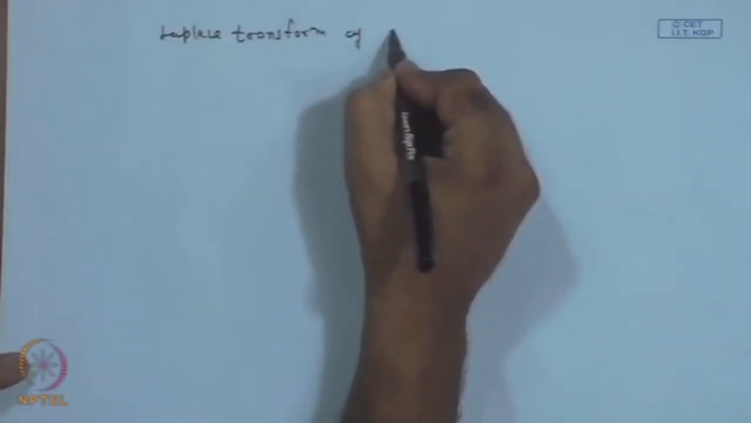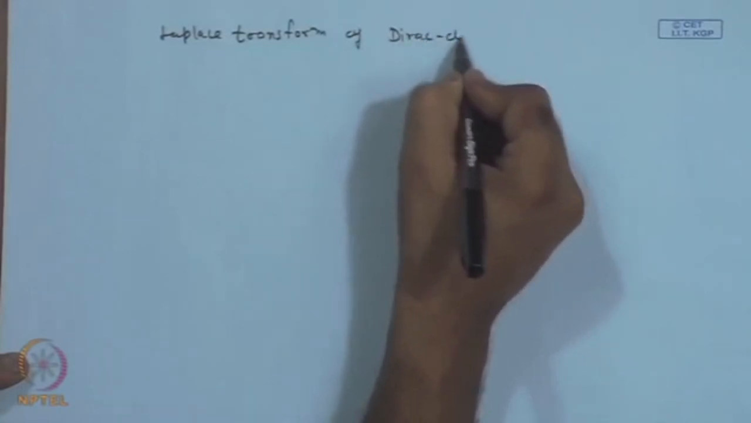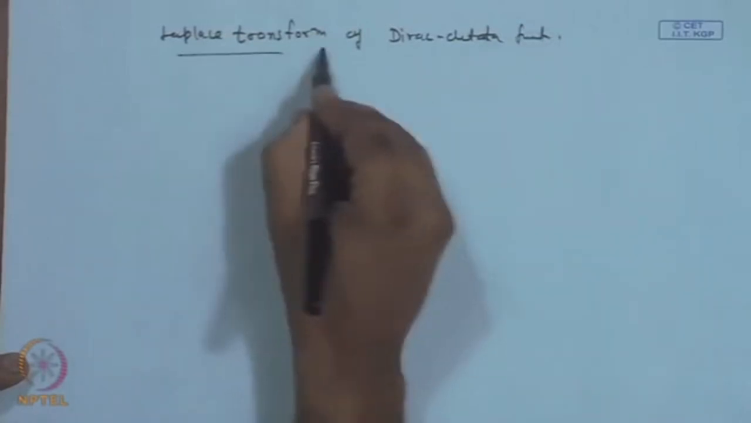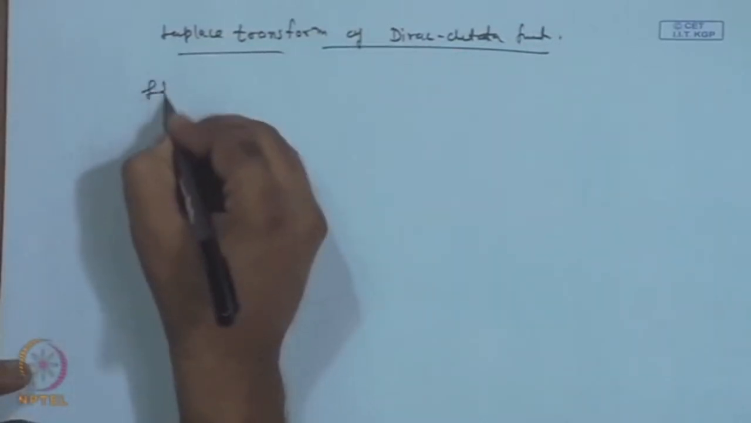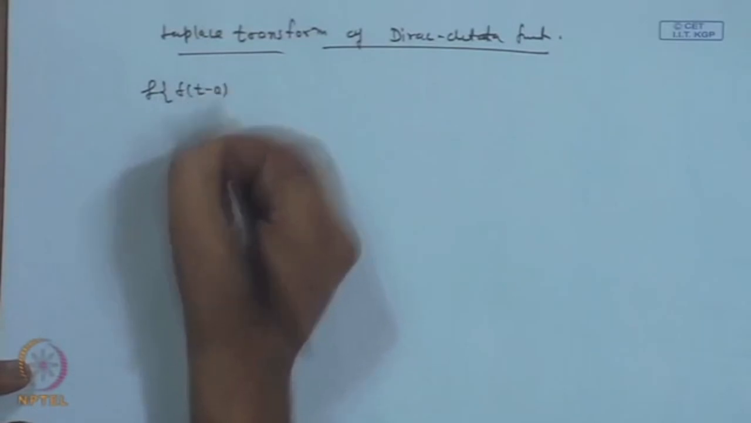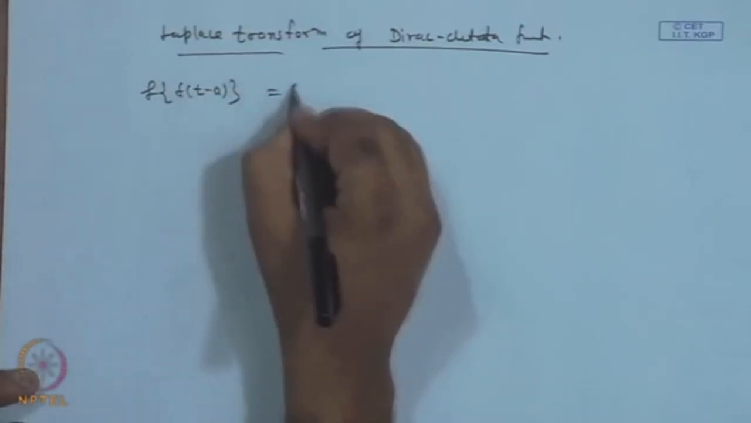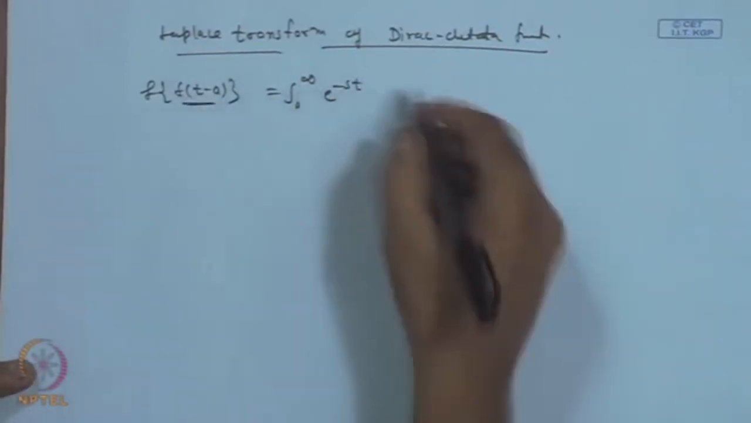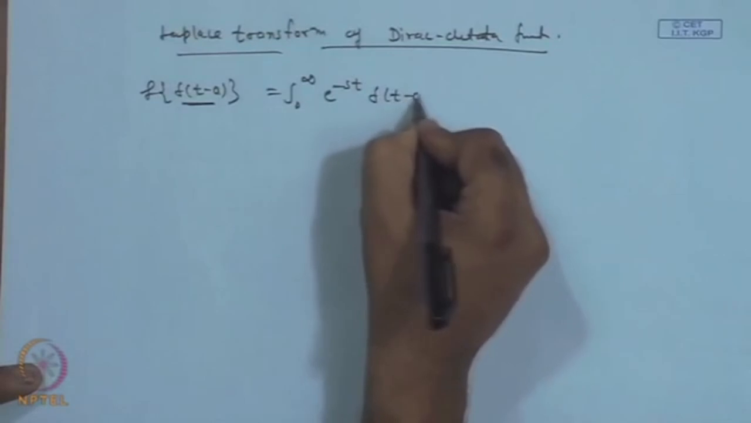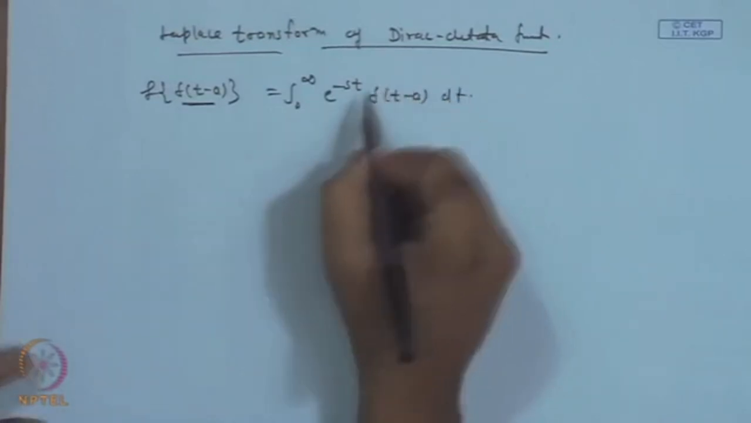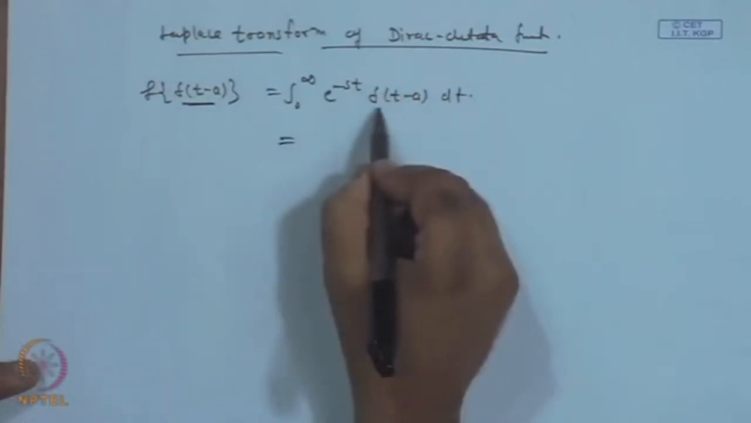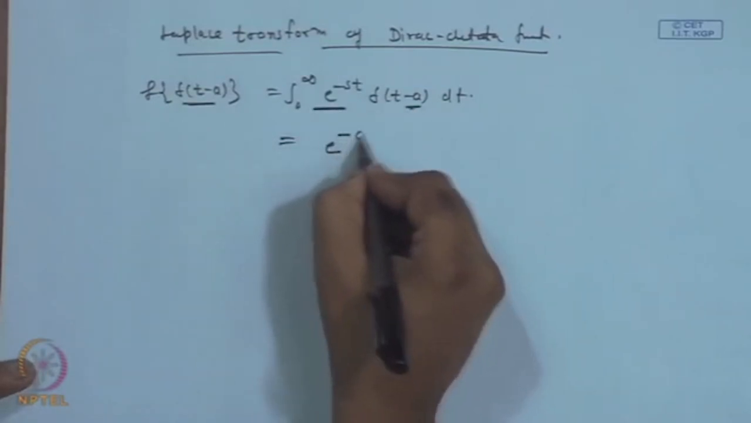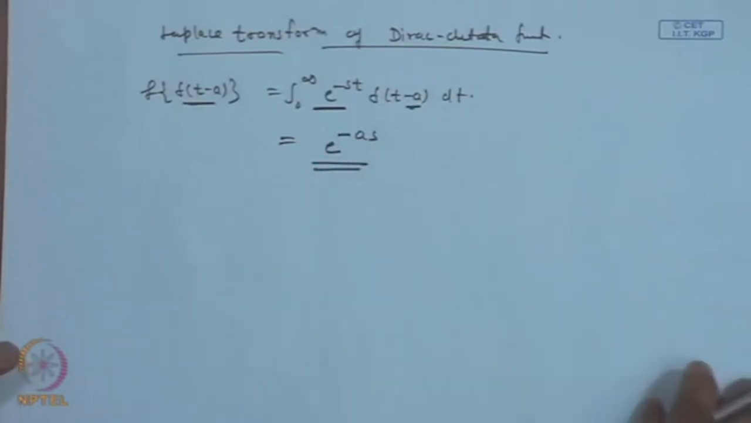of the Dirac delta function. Now, it is simple because we know the nice property of the Laplace transform. So, we have the integral from 0 to infinity of e to the power minus s t times this delta function, delta t minus a dt, and in this case this will be evaluated at a simply. So, we have e to the power minus a s, this is the Laplace transform.